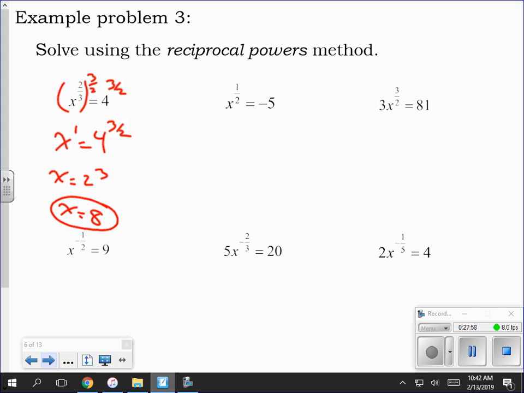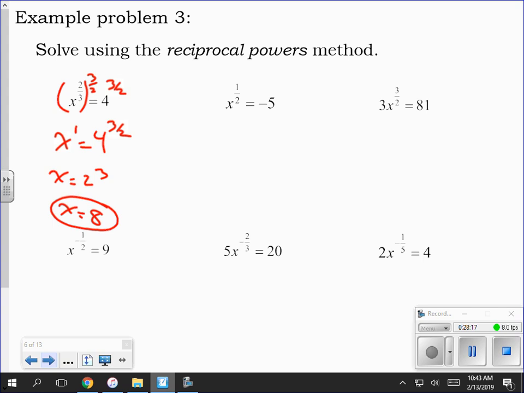You can do that too. So you can take 4 to the 3rd, which is 64, and take the square root of that, which is 8. I'd rather make a number smaller and then raise that to a power than make a number bigger and have to take a root. Does that make sense? Yeah, I'd rather make a number smaller than bigger.